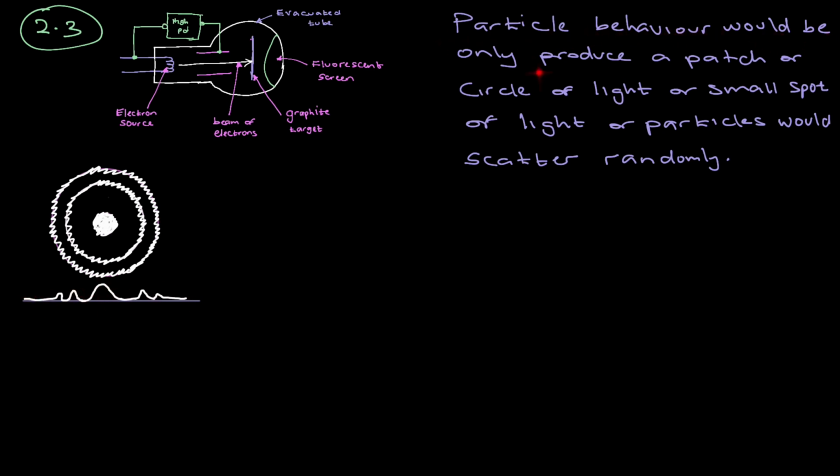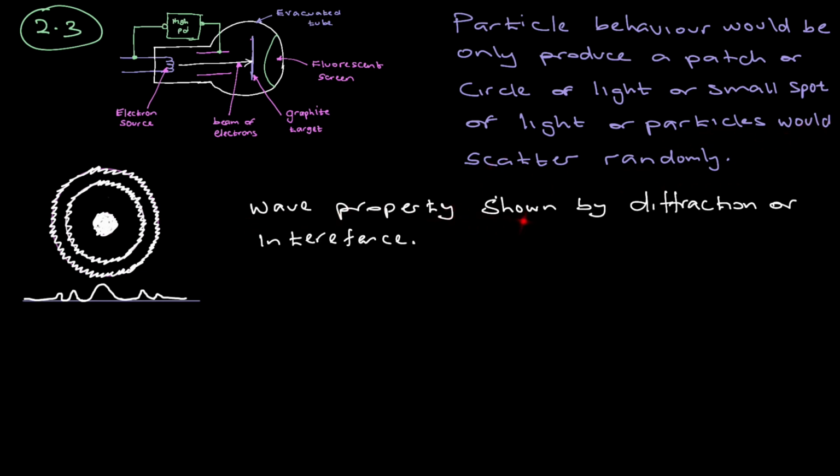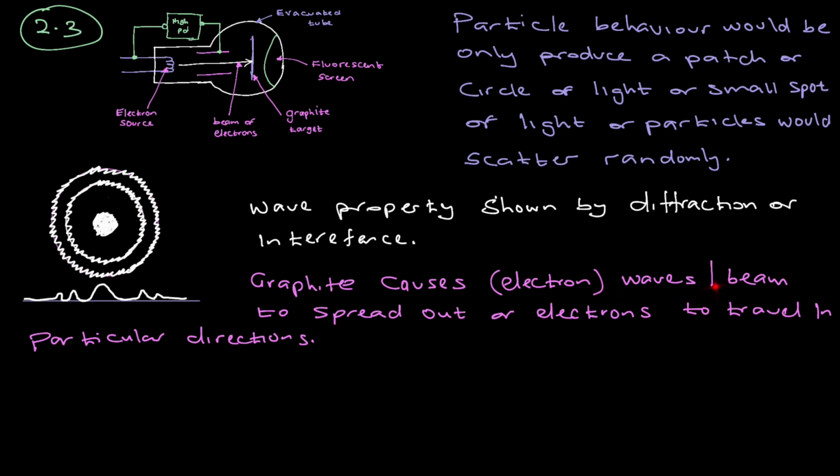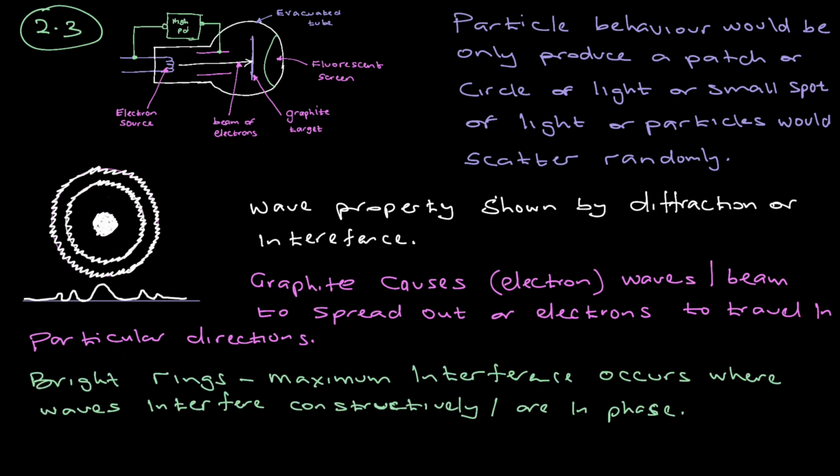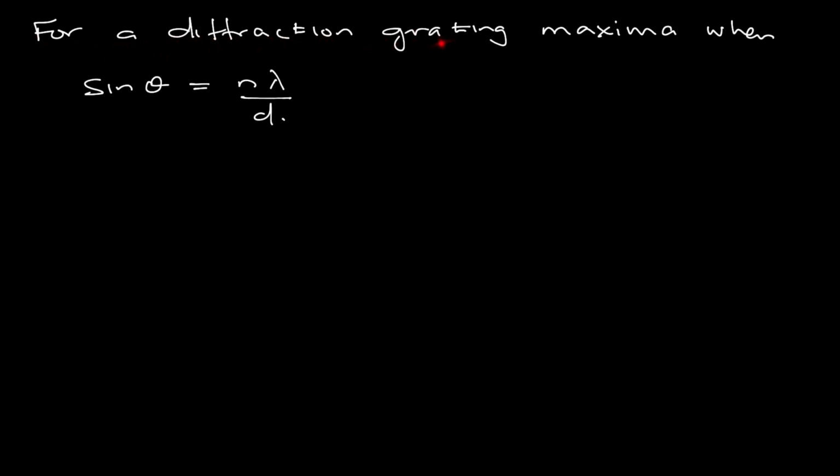Particle behavior would only produce a patch or circle of light, or small spot of light, or particles will scatter randomly. Wave property is shown by diffraction or interference. Graphite causes the electron waves or beam to spread out, or electrons to travel in particular directions. The bright rings are where maximum interference occurs, where waves interfere constructively or are in phase. For a diffraction grating, maxima occur when sine theta equals n lambda over d, where d is the spacing of atomic layers in the crystal.